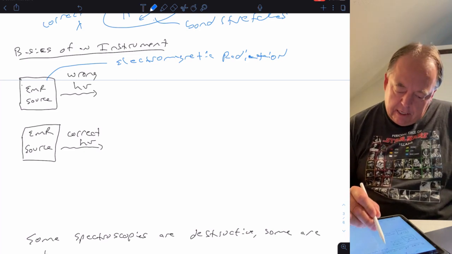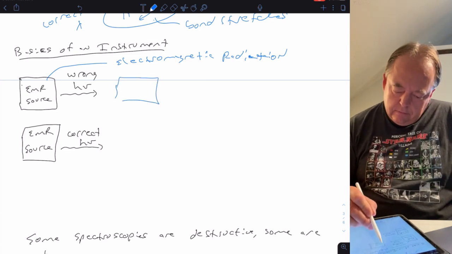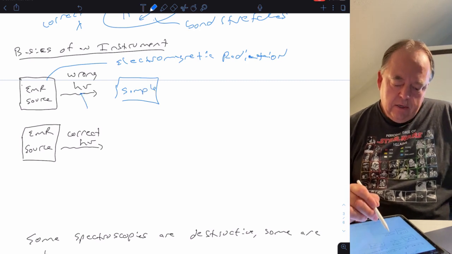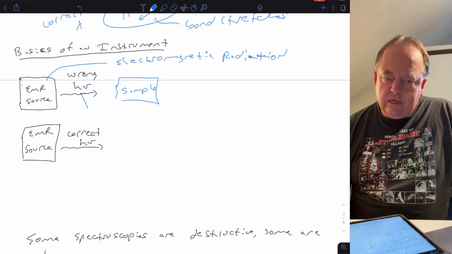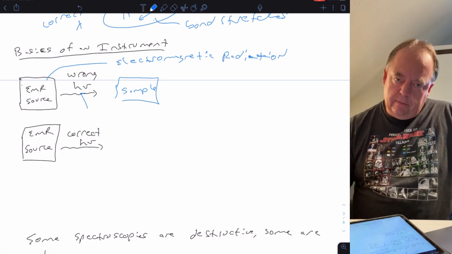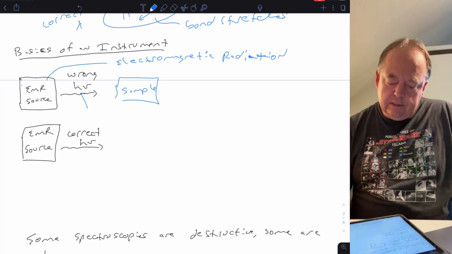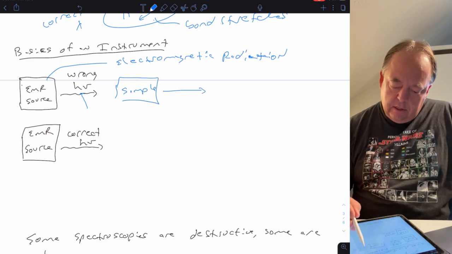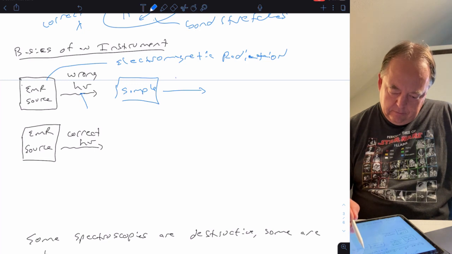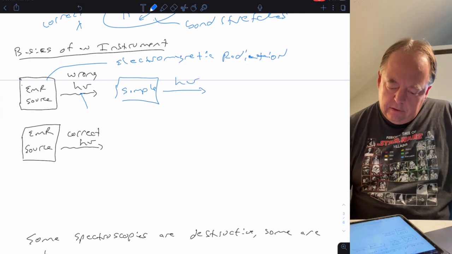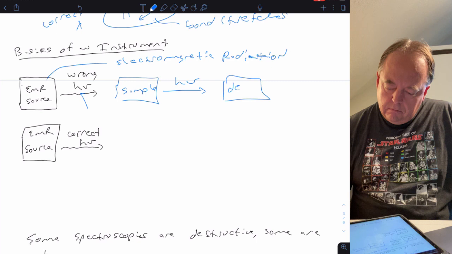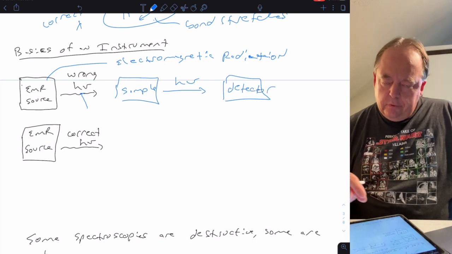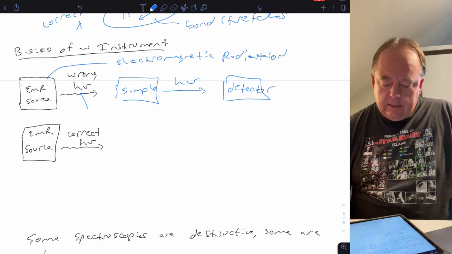And then you shine that through a sample. We use this h nu to represent electromagnetic radiation or light. When we say light, we mean any of those forms of electromagnetic radiation. If you shine that through the sample and the wavelength is wrong, then nothing happens. The light comes out and hits the detector, and the beam that comes into the sample is exactly the same as the beam that goes out of the sample.